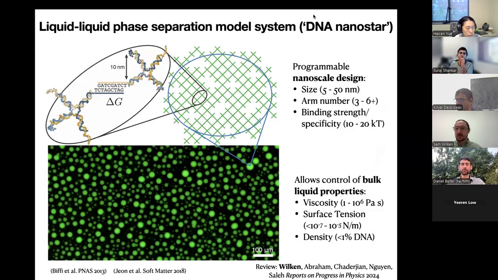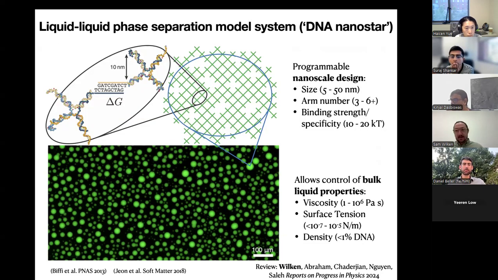And so really the benefit to this kind of model system is that we have complete control over the nanoscale design, the size of the particles, the number of arms, let's say, and the binding strength and sequence. And this controls the bulk liquid properties. So you make the binding strength stronger, you increase the viscosity substantially, and in other ways, you affect the surface tension and the density as well.